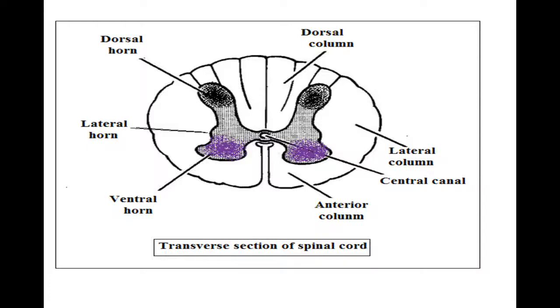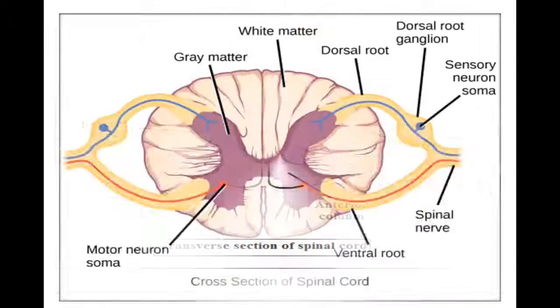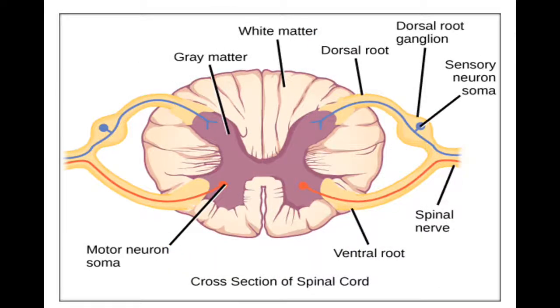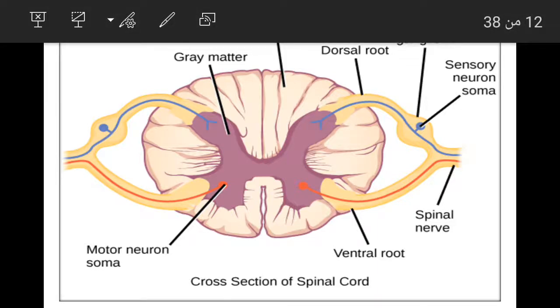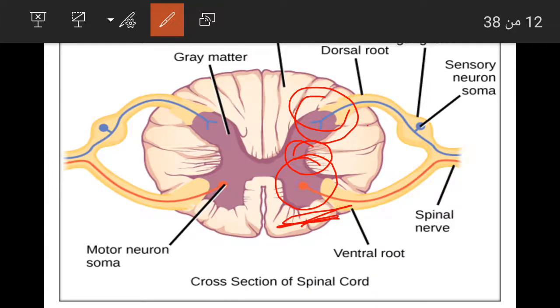This is another picture to see us the transverse section of spinal cord. This is also the anterior horn, the dorsal horn, and the lateral horn here, and this is the anterior column, lateral column, and this is the dorsal column.